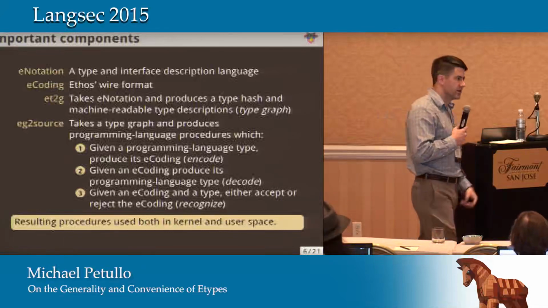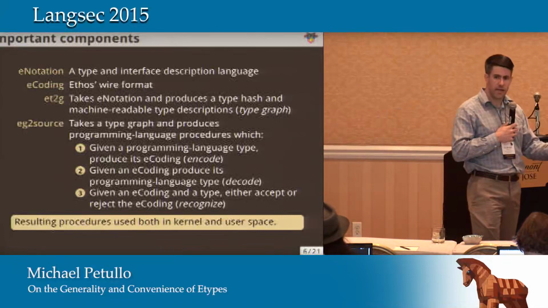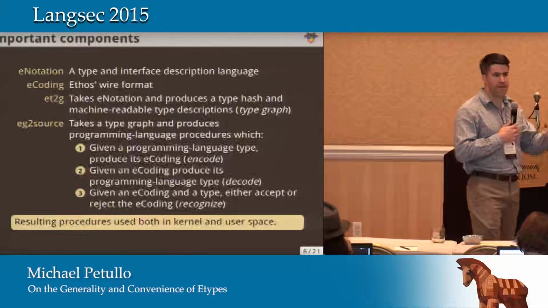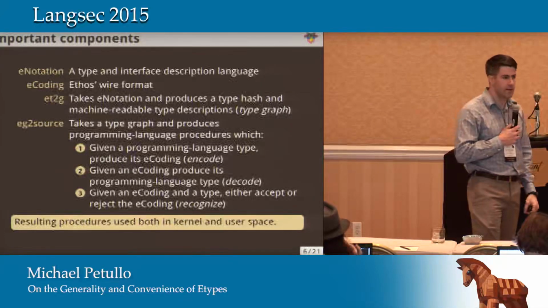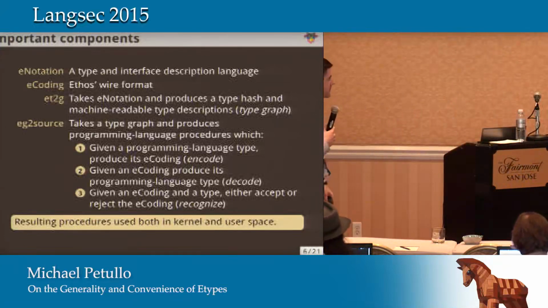So if you want to say that this network connection accepts integers, you would get the type hash for an integer and associate it with that network connection or that file, much like you do with permissions today. You can think of it as metadata that describes the OS objects.